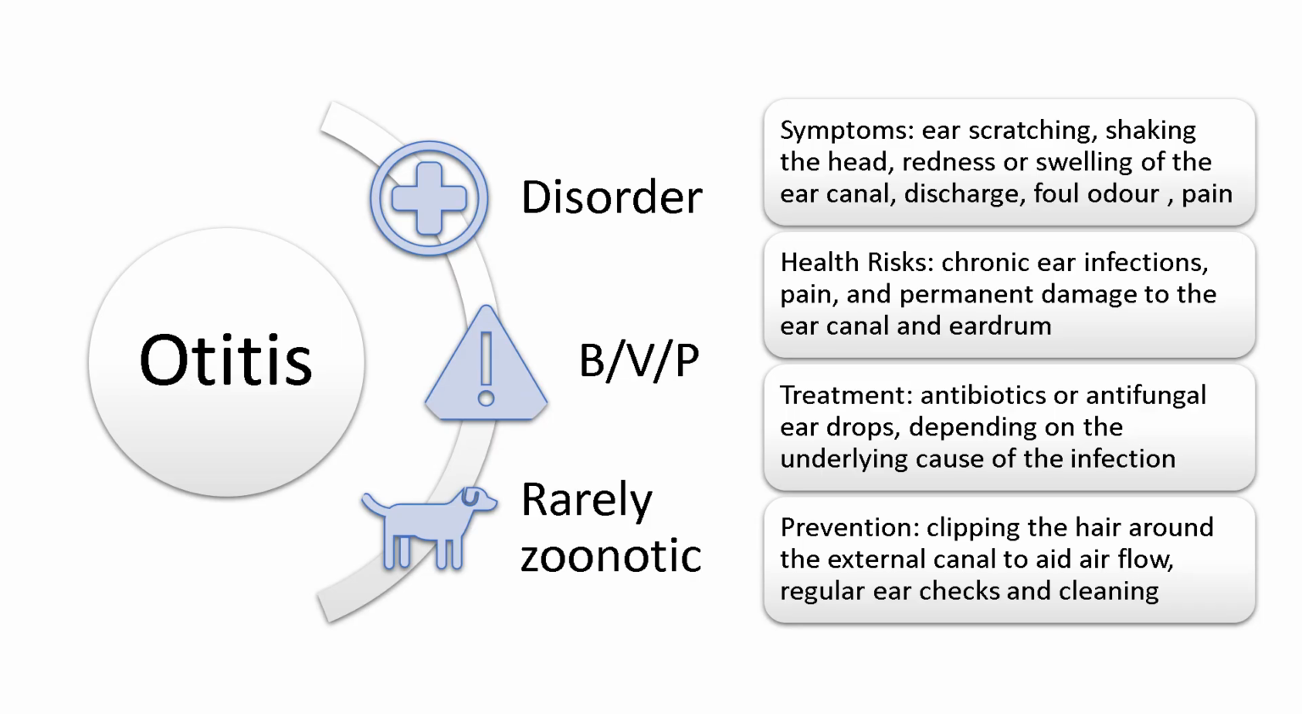Otitis is an inflammatory condition of the ear which can affect the external, middle or inner ear. The most common form in dogs is otitis externa, which refers to inflammation of the outer ear canal. Epithelial migration refers to the natural process in which the skin cells in the ear canal of dogs move from the inner ear towards the outer ear, helping to keep the ear canal clean by pushing debris out.